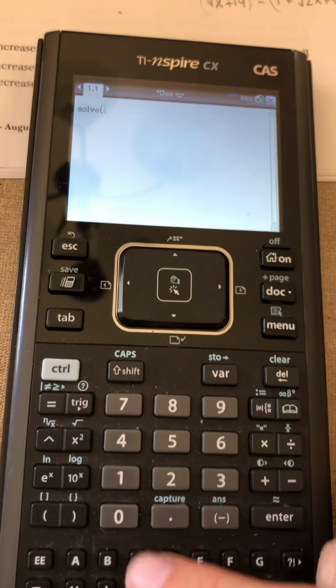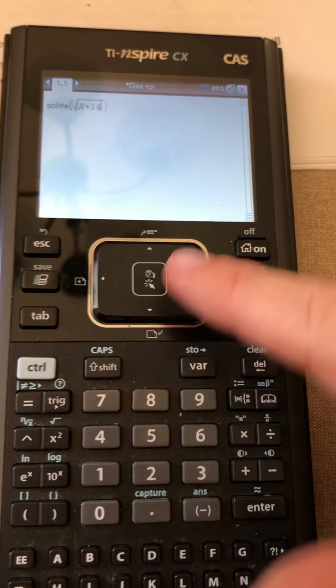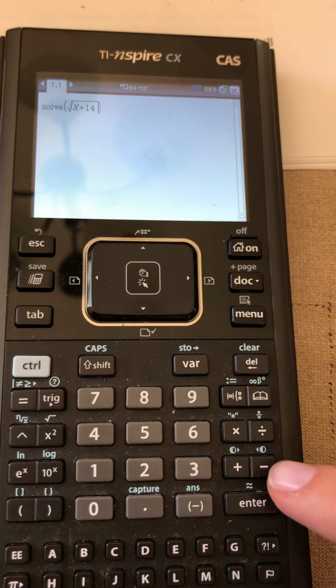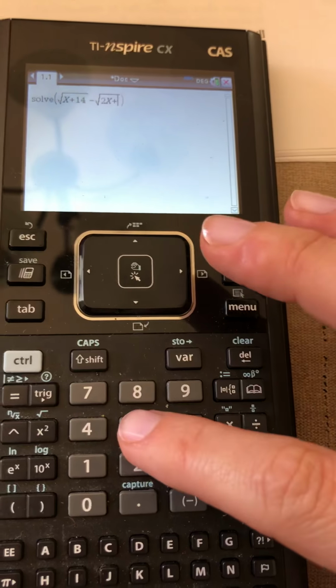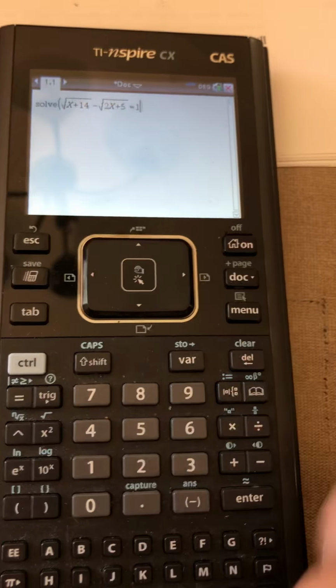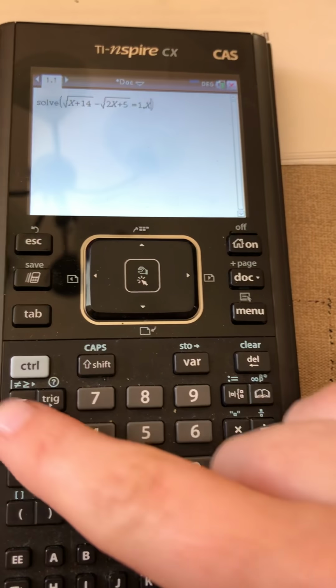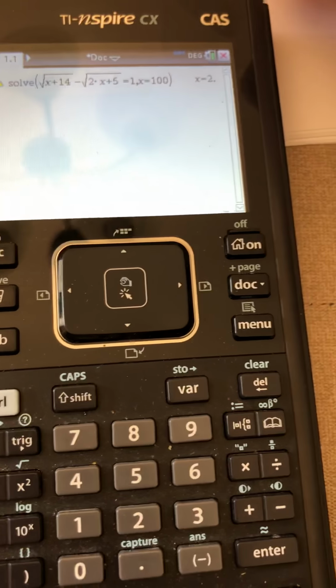Menu 3, 1. So we've got the square root of x plus 14, get out of the square root, minus the square root of 2x plus 5, get out of the square root, equals 1, comma, x equals 100. So we get x is 2.